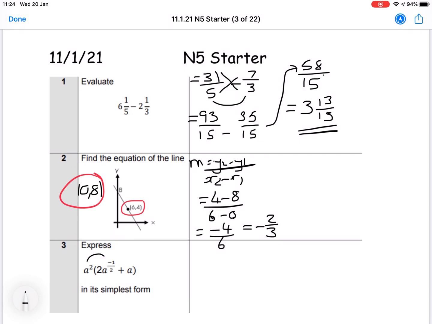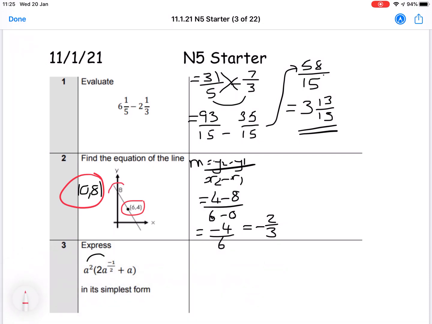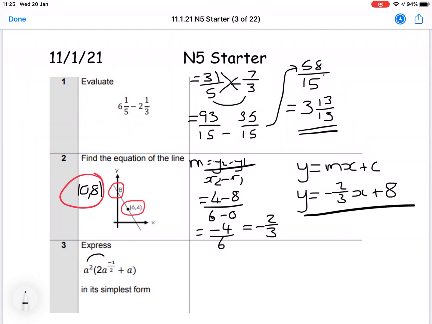Now that we have our gradient, we can go ahead and use our equation of a straight line. Now, because we know where the y-intercept is here, we know this line is crossing through at 8, we can actually use the equation y equals mx plus c. Okay, we know what the m value is, that's minus 2/3. We know what the c value is, that's our y-intercept of 8. So all we would do is write into our equation minus 2/3 x plus 8. And that would be that question finished there.